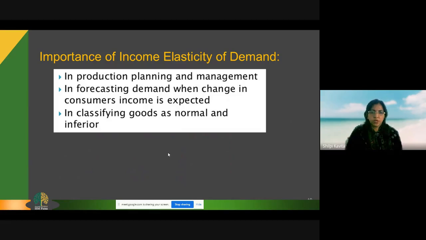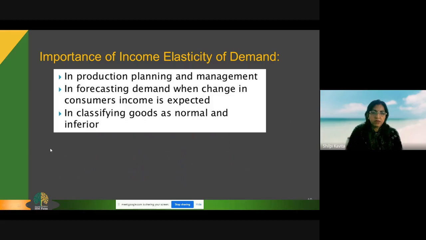Importance: in production planning and management, in forecasting demand, in classifying goods as normal and inferior. Because we all know on the consumer's income basis, we can plan and manage also, because income is a mode of consumption or mode of demand. If there is increase in income, we all know there will be increase in demand. But we have to know the elasticity of demand of that very product. If that product has a positive income elasticity of demand, we can go for a change in price, increasing price. But if it is inelastic, we are not going to bring much change in the price.